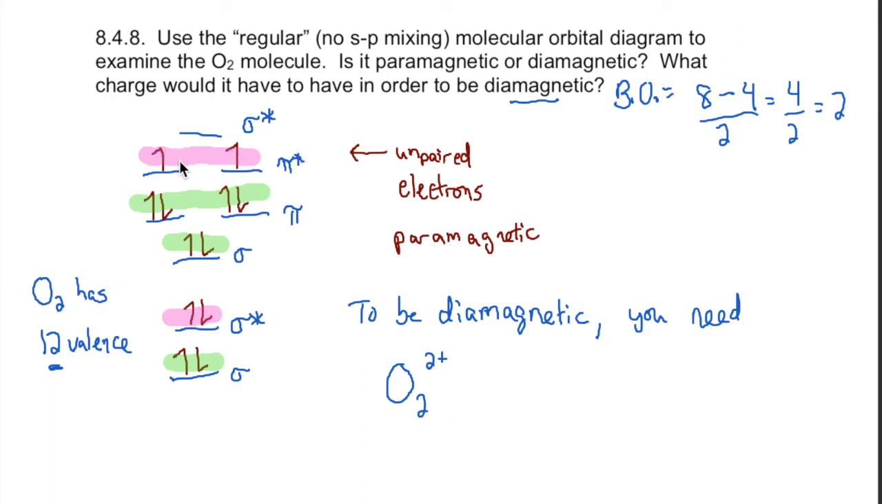Another possibility is if we added 2 electrons. If we only add 1 electron, we will still have 1 unpaired. But if we added 2 electrons, then that would also be a diamagnetic molecule. So if we had a -2 charge, that would also be diamagnetic. But a +1 charge or a -1 charge would still be paramagnetic.